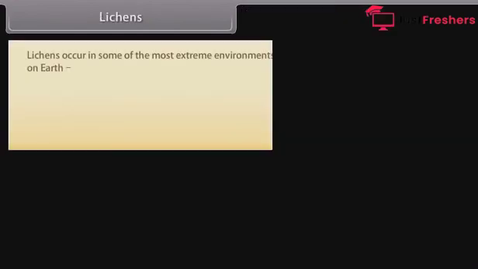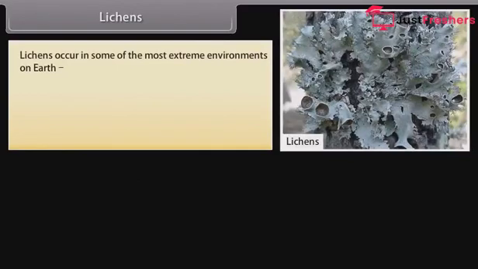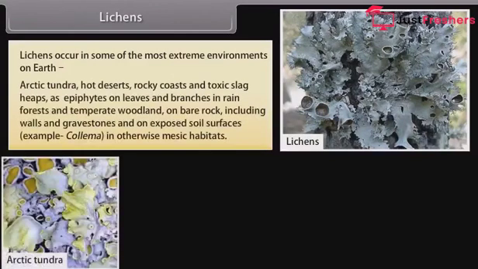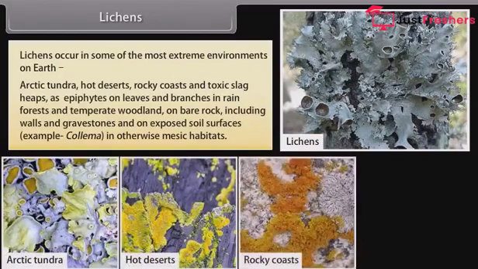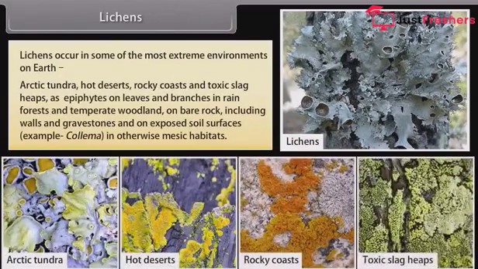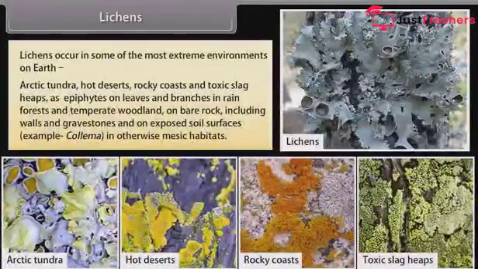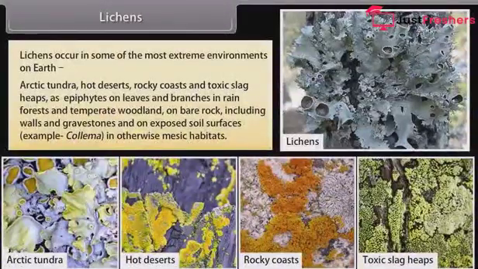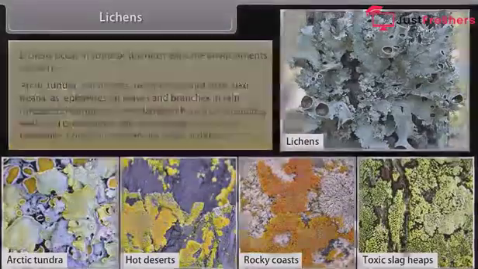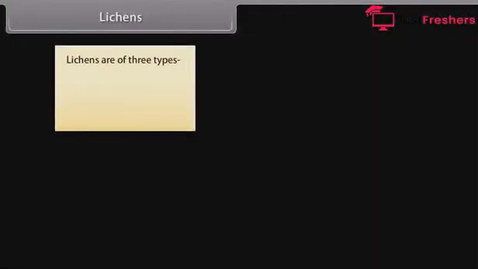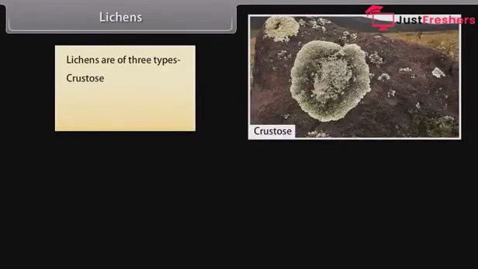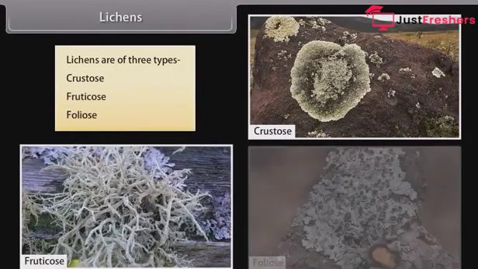Lichens. Lichens occur in some of the most extreme environments on Earth: Arctic tundra, hot desert, rocky coasts, and toxic slag heaps, as epiphytes on leaves and branches in rainforests and temperate woodland, on bare rock, including walls and gravestones, and on exposed soil surfaces in otherwise mesic habitats. Lichens are of three types: crustose, fruticose, foliose.